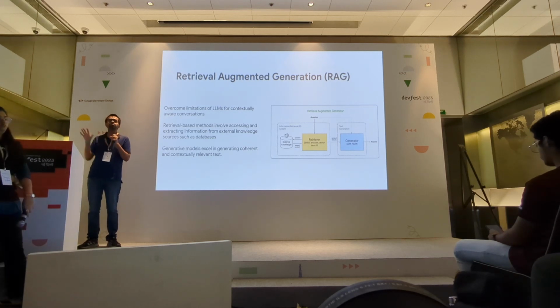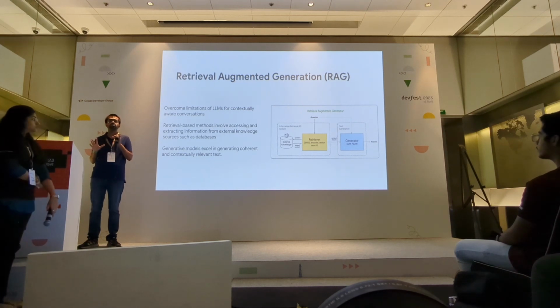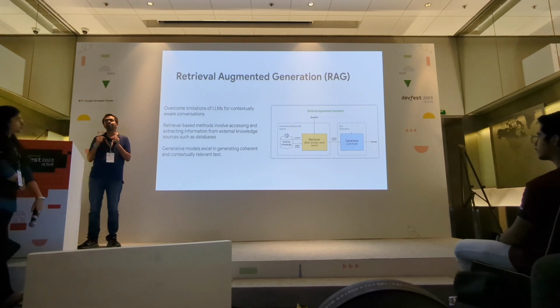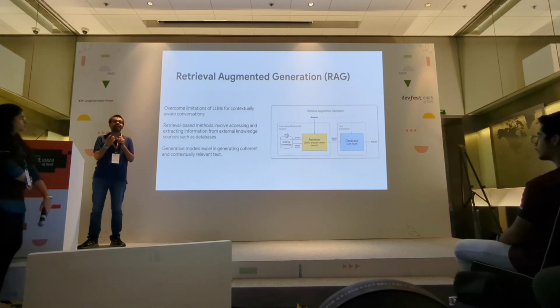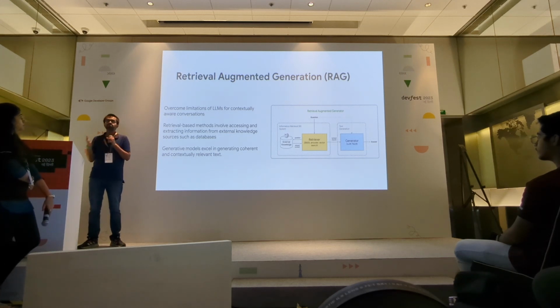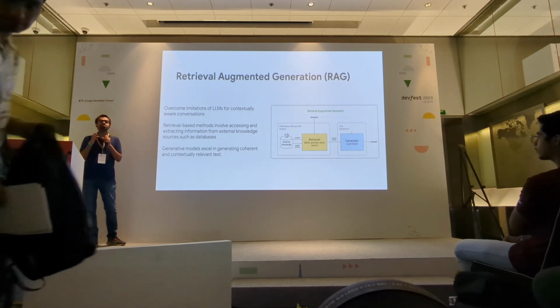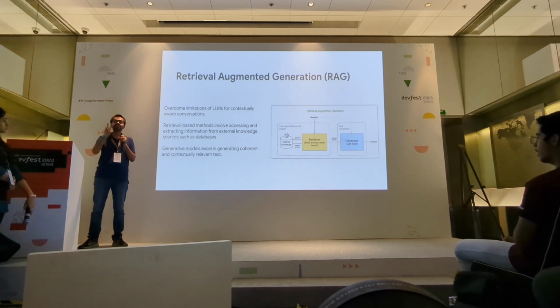To break this down in very simple terms, essentially what we are trying to do is overcome the biggest drawback of large language models, which is the fixed memory, or the fixed corpus of data on which it has been originally trained. In order to make large language models stay relevant, this concept of retrieval augmented generation will help us, where there are essentially two components. One is the retrieval based method.